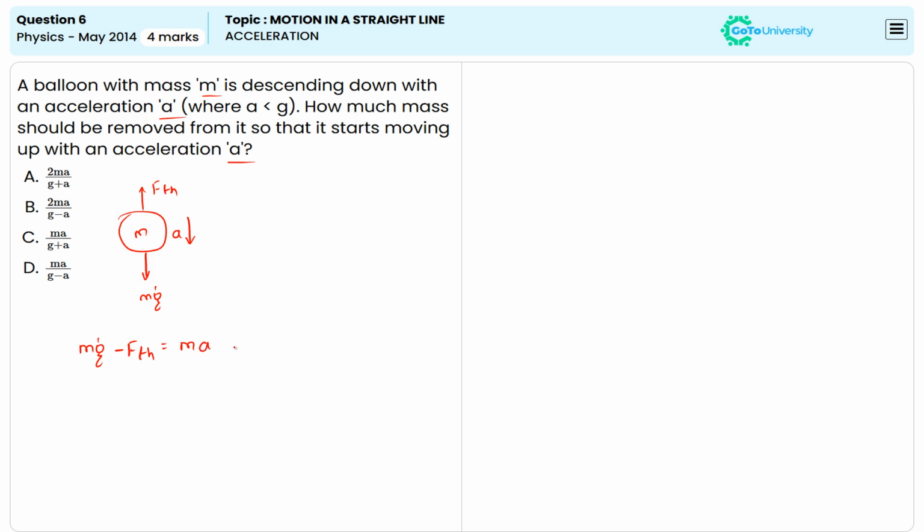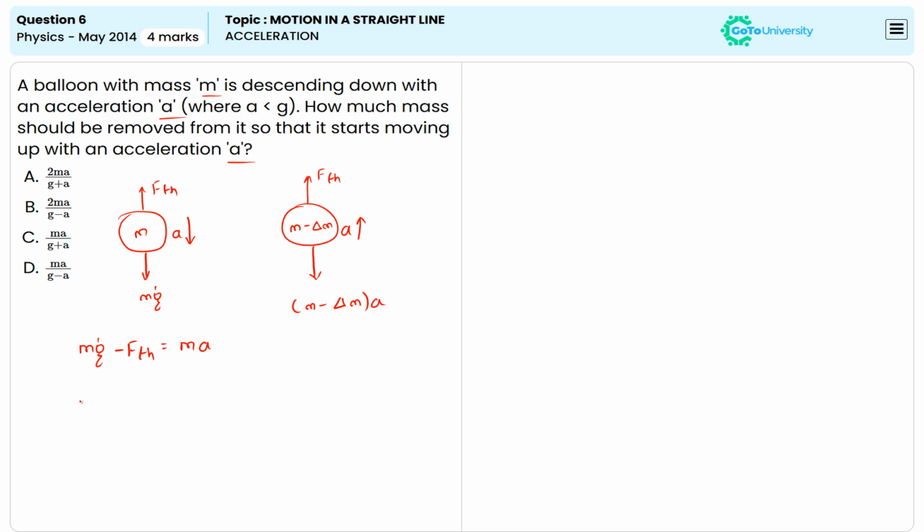m into a. Then in case 2, if I am going to remove some mass from this one, that is m minus delta m, then it will move upwards. The acceleration will be upwards, and the thrust force is the same, that is the upward force, and here m minus delta m times a.